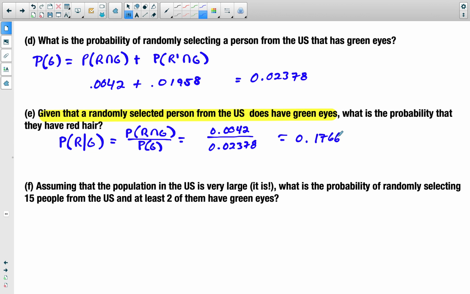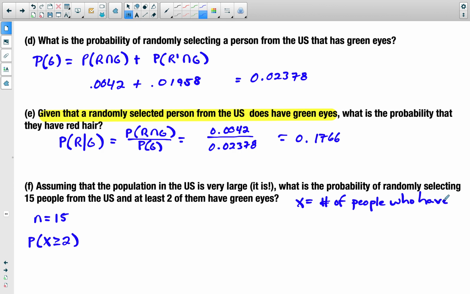All right. Assuming that the population in the U.S. is very large, which it is, what is the probability of randomly selecting 15 people from the U.S. and at least 2 of them have green eyes? This is a little different. Now I all of a sudden have a sample size, and I want to find the probability of selecting at least 2 of them with green eyes. So I'm going to set x equal to the number of people who have green eyes.